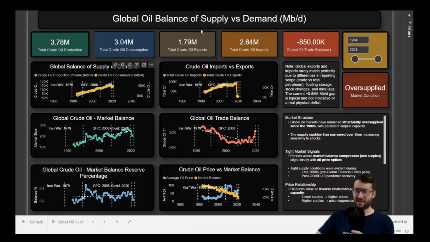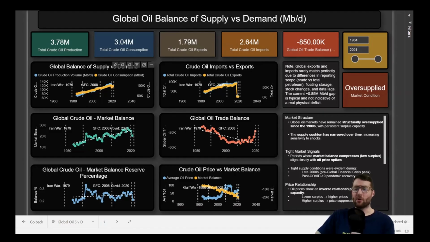This data is from the EIA. Realistically, production and consumption should be pretty close together. This is 1984 to 2021 on these KPI cards, so that's why they're a little bit out, because there are some null values in the EIA data set. Exports probably have a few missing values, and that's why the global oil trade balance is off. That should be a bit tighter. We'll move into our graphs and walk through that as we get through this analysis.